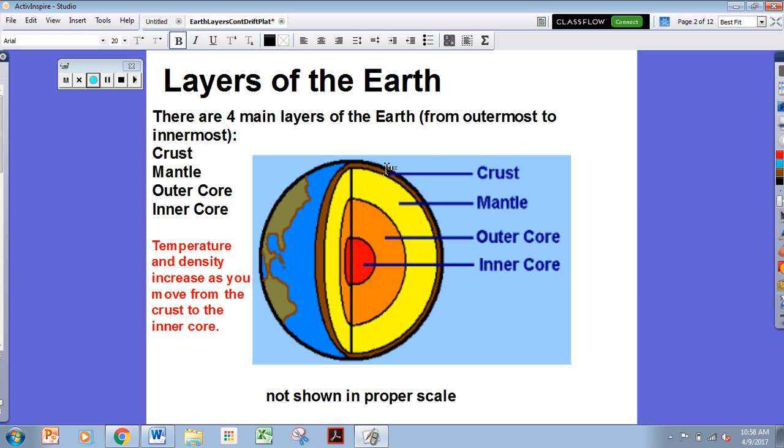We also talked about the fact that if you could drill from the crust to the center of the Earth, which you cannot, you would notice that the temperature and the density increase as you move from the crust to the inner core. And even though we haven't been able to drill more than a few miles into the crust, one of the reasons that scientists know so much about the inner layers of the Earth is by studying seismic waves, or earthquake waves. The way those waves travel through the layers and bounce off other layers gives scientists an indication of what those materials are that make up the layers, how thick the layers are. So that information is gathered from seismic waves.